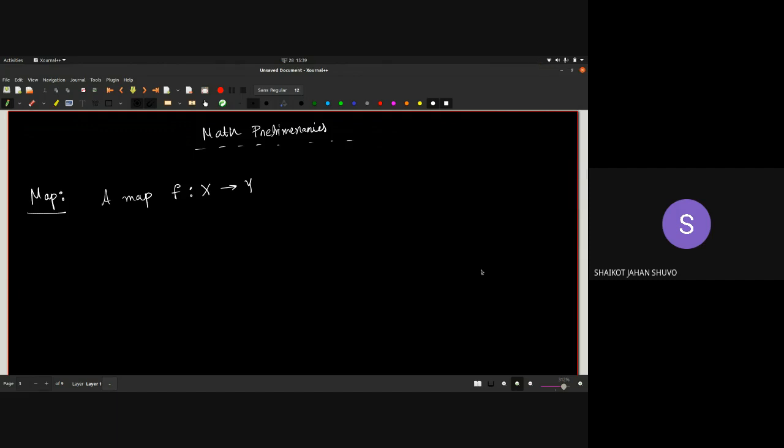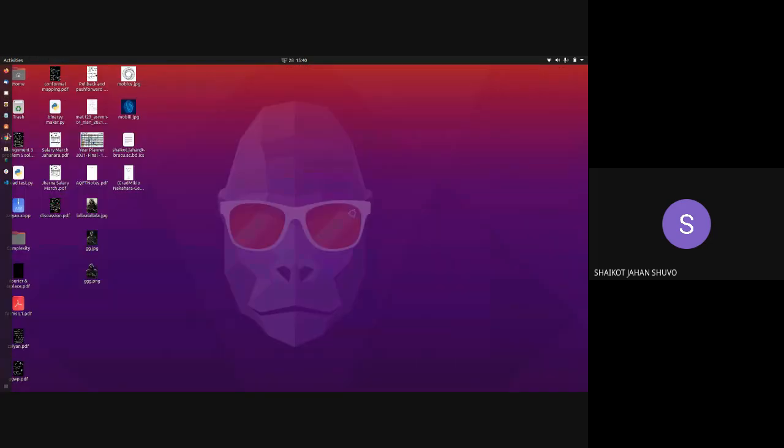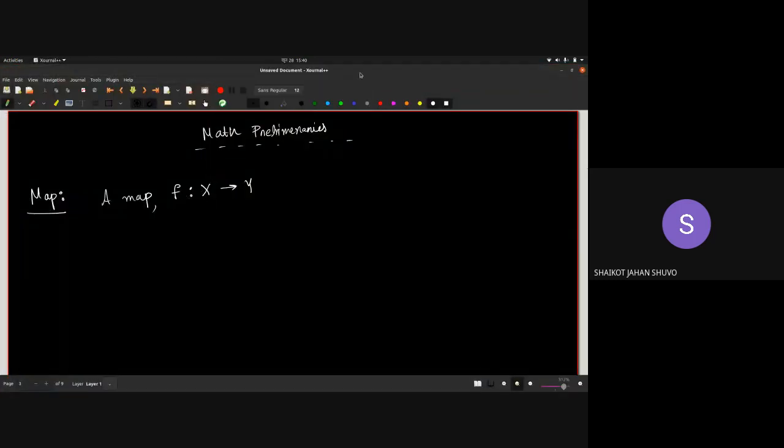Okay, a map is a rule, and we denote it with some f that takes some elements of set X and produces some elements of a set Y. And the definition goes like this: a map f, such that it goes from X to Y, is a rule by which we assign some y belonging to set Y for each small x belonging to the set X. Okay, this is a map.